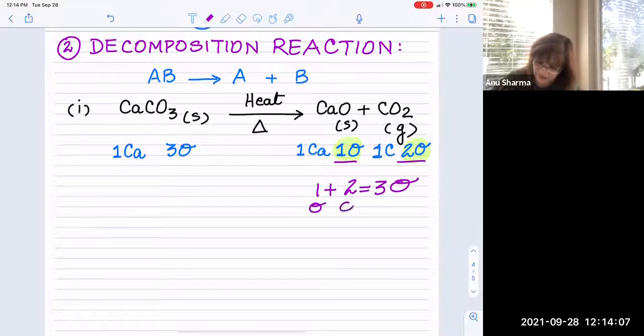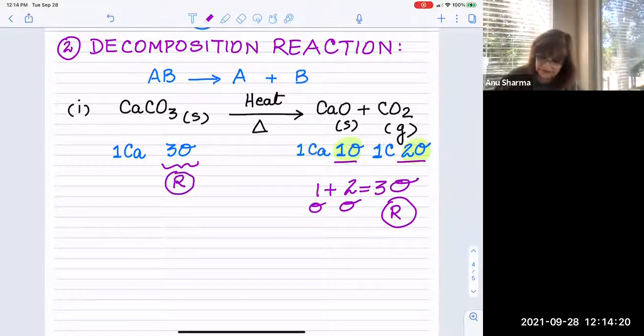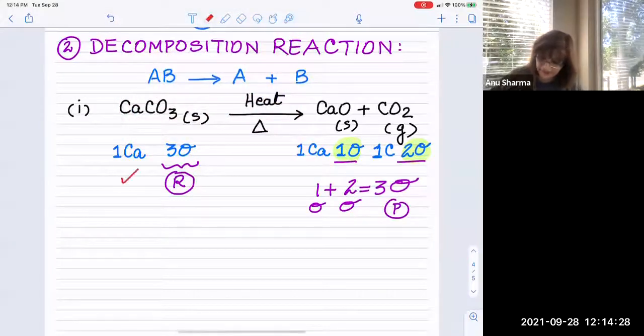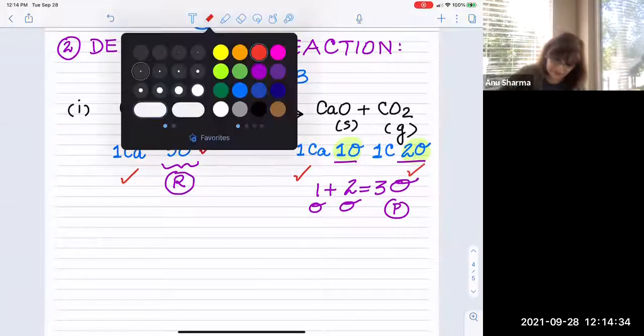So 1 oxygen and 2 oxygens give you 3 oxygens on the product side, and on the reactant side there are 3 oxygens. So that balances it. Then you have calcium and calcium, 1 each, and carbon 1 and 1. That's balanced. Okay, so this is one piece.